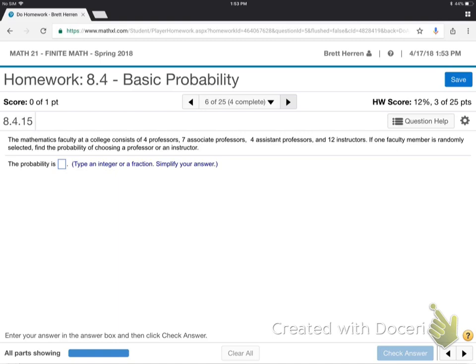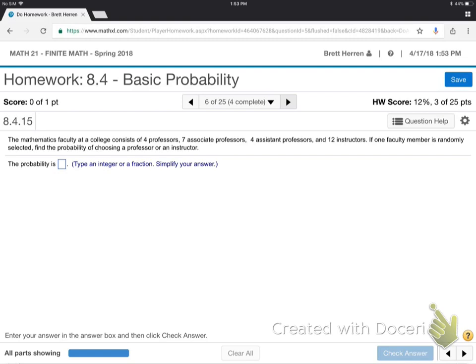Whereas in the last one, it was the apples. Let me say it this way: the apples had both characteristics. They had where they're from, California, New York, whatever, and then whether they're fancy, extra fancy, or whatever. Whereas these are unrelated. You're either a professor, an assistant, an associate, or an instructor. There's no connection. It isn't one thing, then the other.